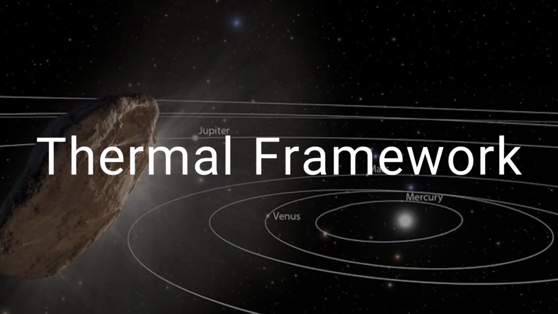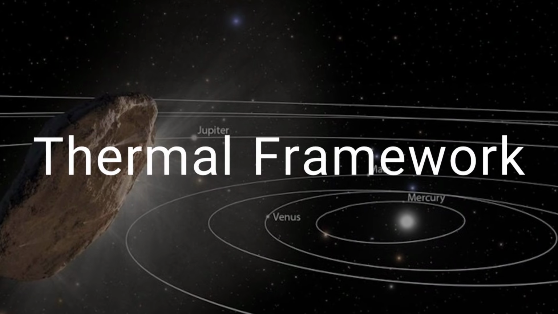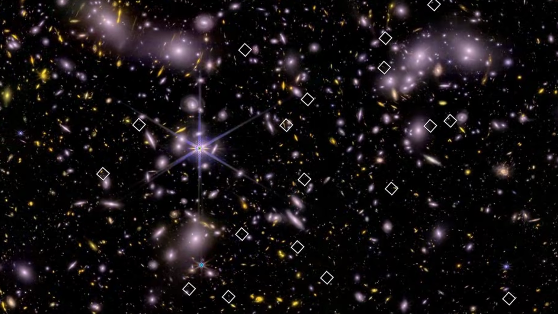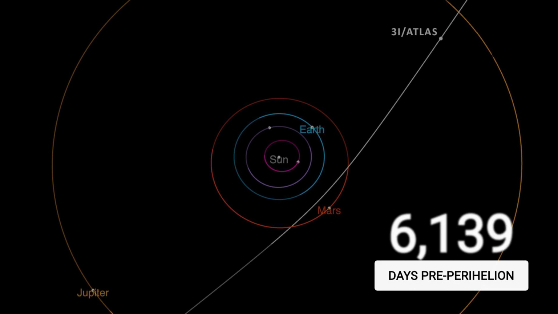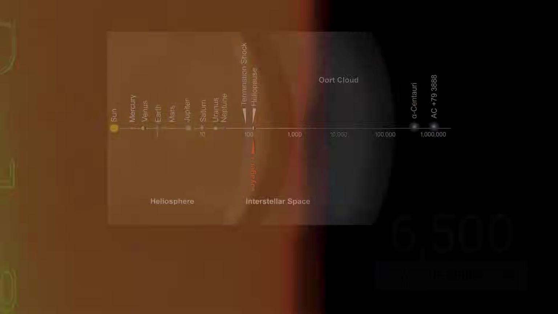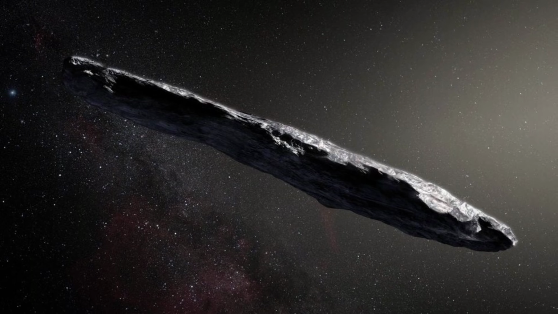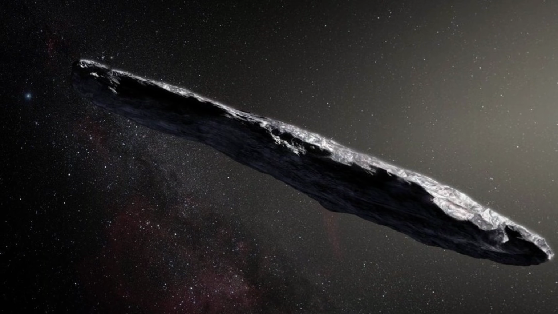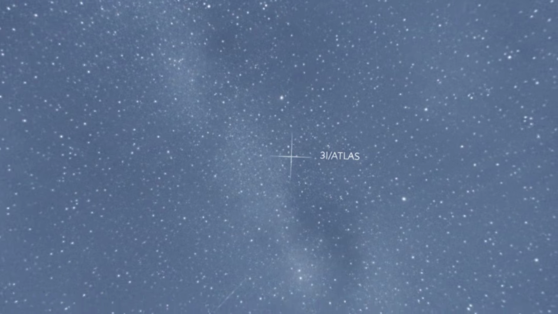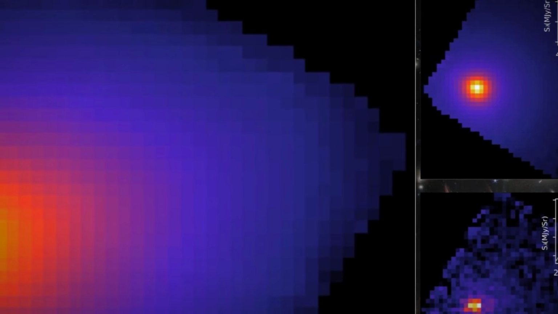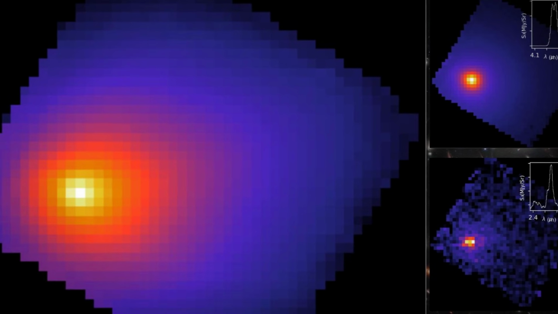Thermal modeling of the interstellar object. 3I Atlas begins deep in interstellar space, long before sunlight has any effect. The simulation grid is initialized 6,500 days before perihelion, when the object is more than 100 astronomical units from the Sun. At this distance, solar heating is negligible, so the entire surface and subsurface are nearly the same temperature, set by the faint background of starlight.